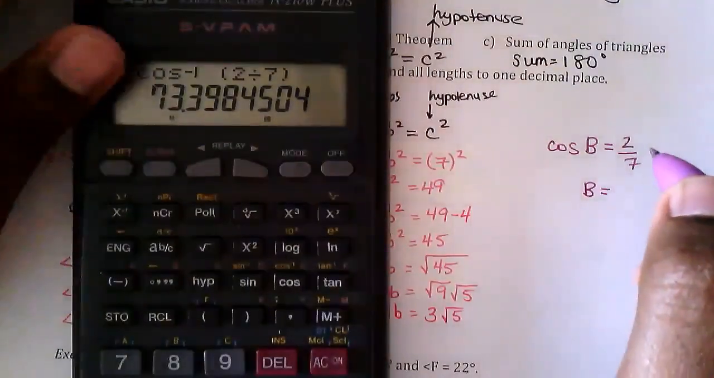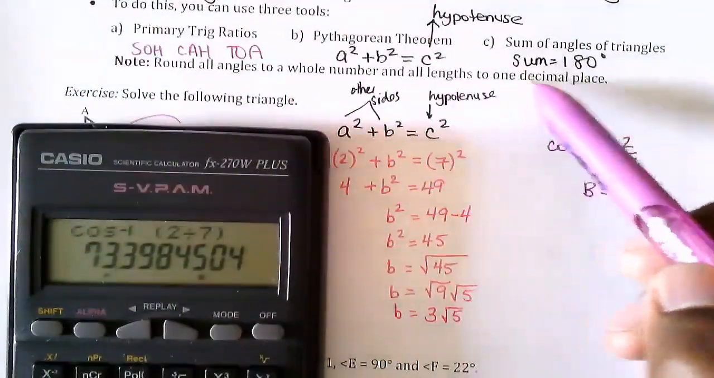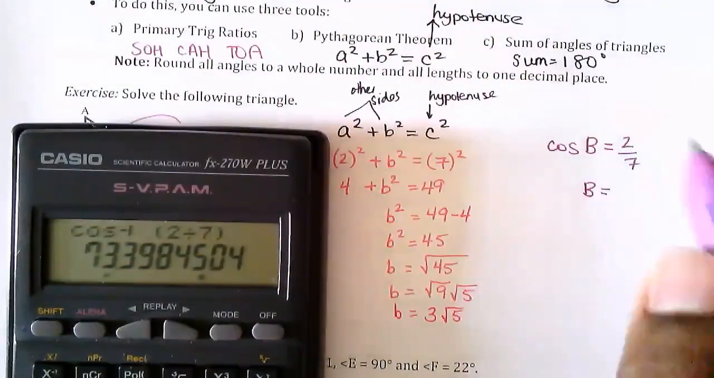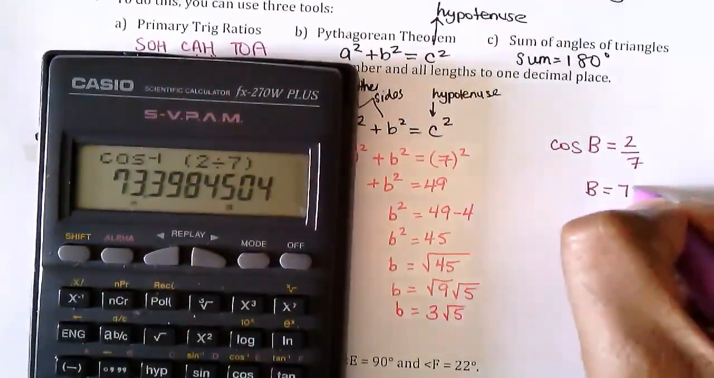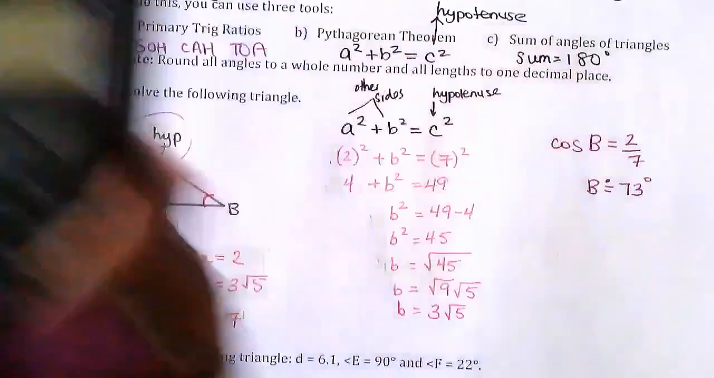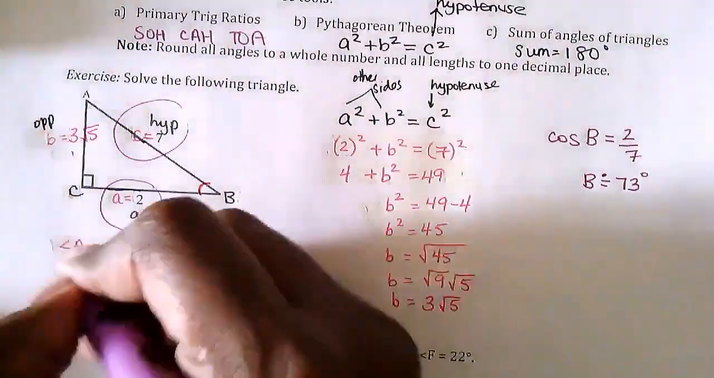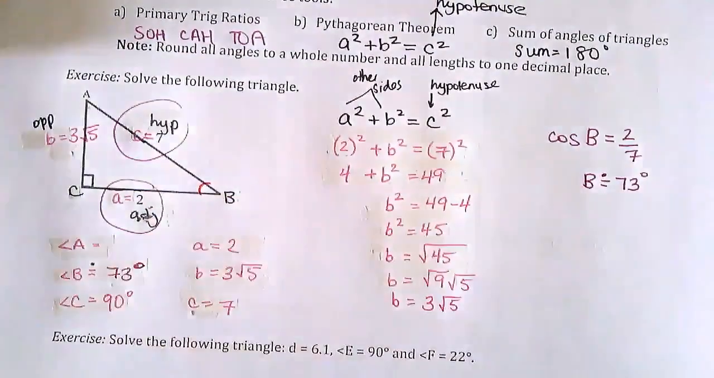I'm not going to write out the entire thing. It says round all angles to a whole number and all lengths to one decimal place. So if I want to round this to a whole number, that's just 73 degrees. Okay, so angle B is about 73 degrees, and we can write that in here as well. That's another piece of information that we have gotten.